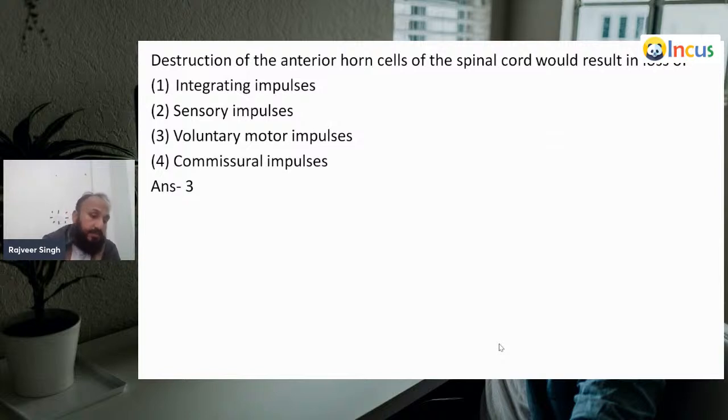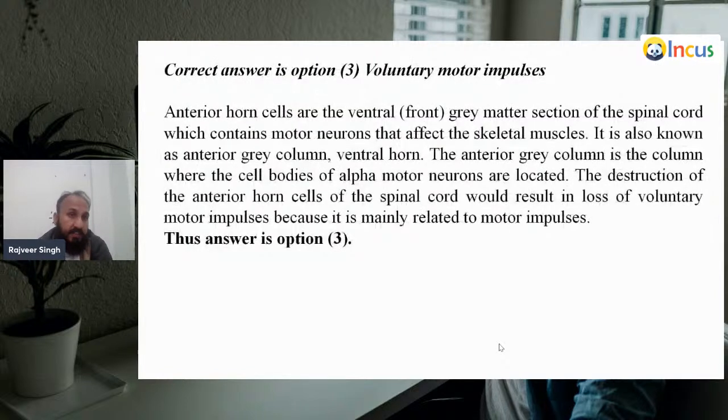Next question: the destruction of anterior horn cells of the spinal cord would result in loss of what? Integrating impulse, sensory impulse, voluntary motor impulse, or commissural impulse. The answer will be the third, voluntary motor impulse. This one is the right one.